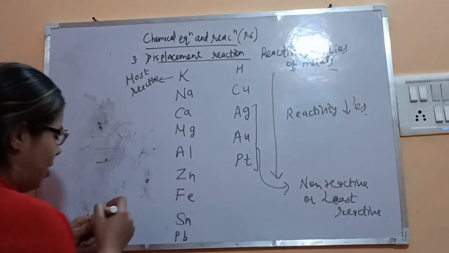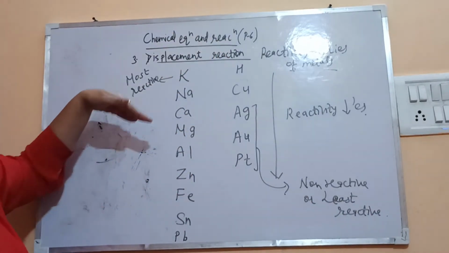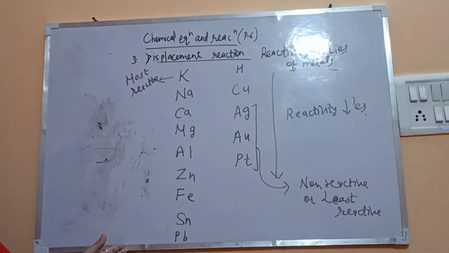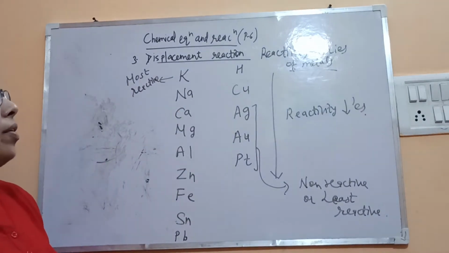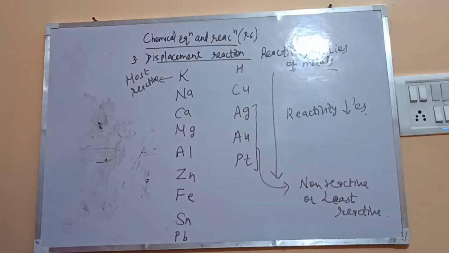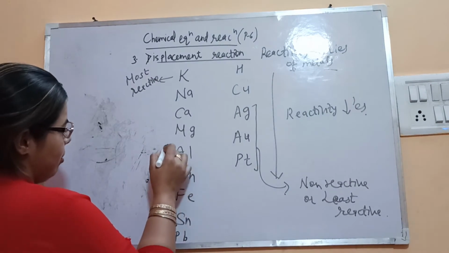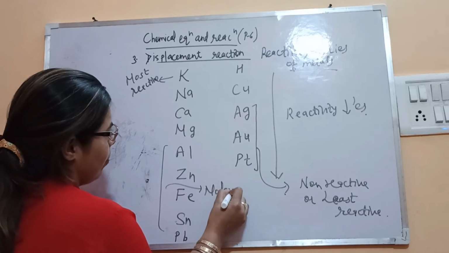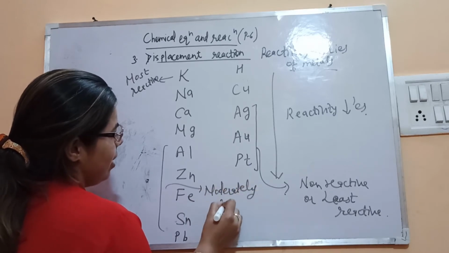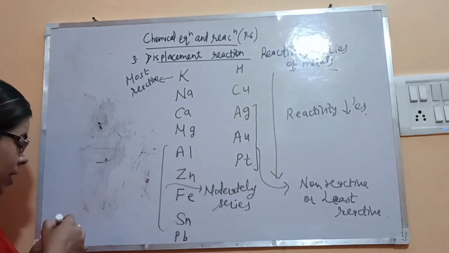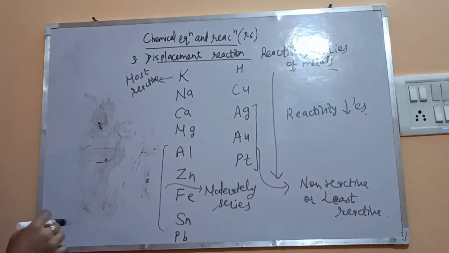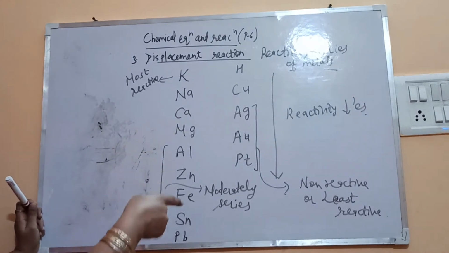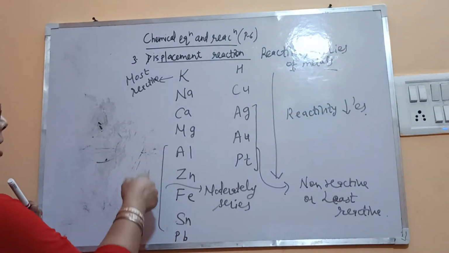So you can say that the metals which are present above hydrogen, here hydrogen is taken as the standard element, are reactive, and below hydrogen they are not reactive or least reactive. And these metals are moderately reactive. The series is given in the third chapter, metals and non-metals, but here it is required, so that's why I am discussing it. Sodium is most reactive, these are least reactive or non-reactive, and these are moderately reactive.